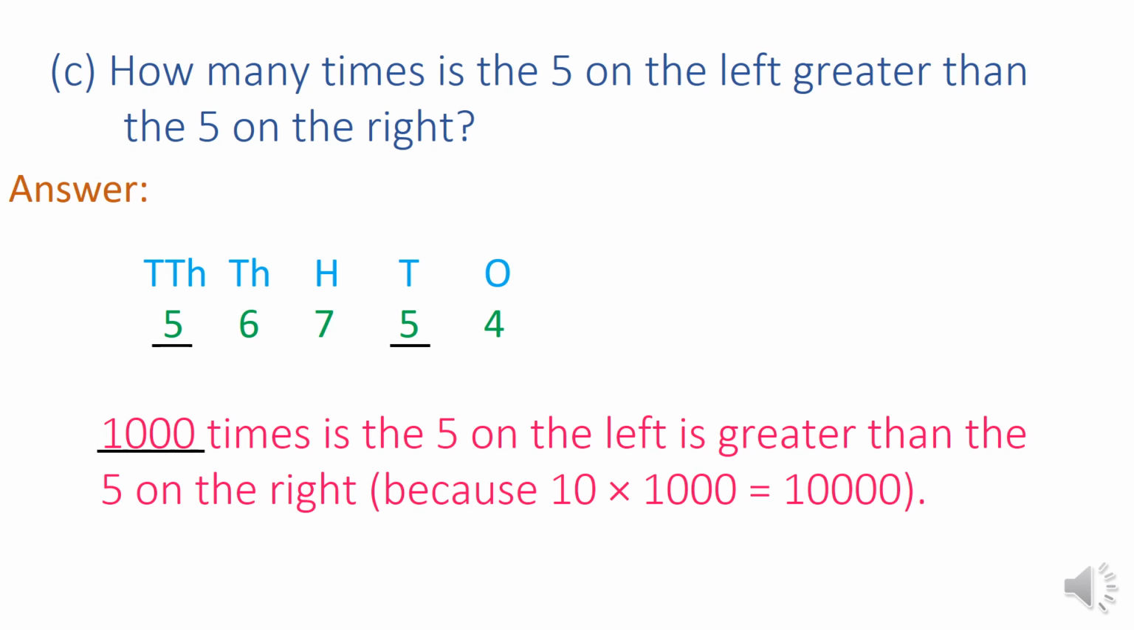10 multiplied by 1000 is 10,000. That means 1000 times 10 is 10,000. So the 5 on the left is 1000 times greater than the 5 on the right. So our answer is 1000 times. We got all our answers. Now we are going to the next question.